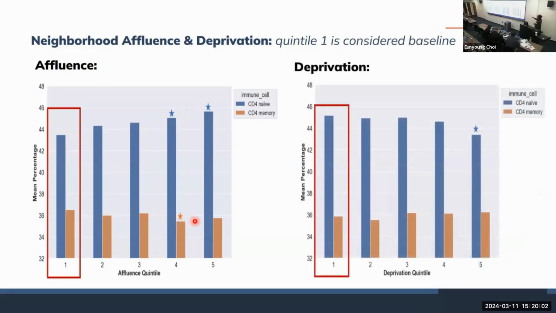This is a similar chart for deprivation, and compared to the least deprived, we can see that the most deprived neighborhood has fewer CD4 naive cells, and there is approximately a decreasing trend as the deprivation level increases.